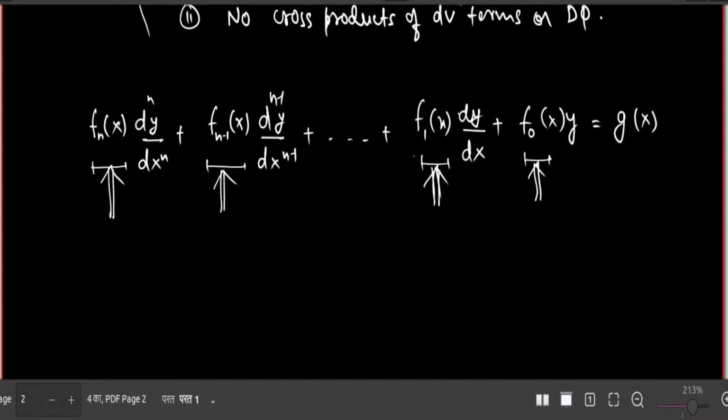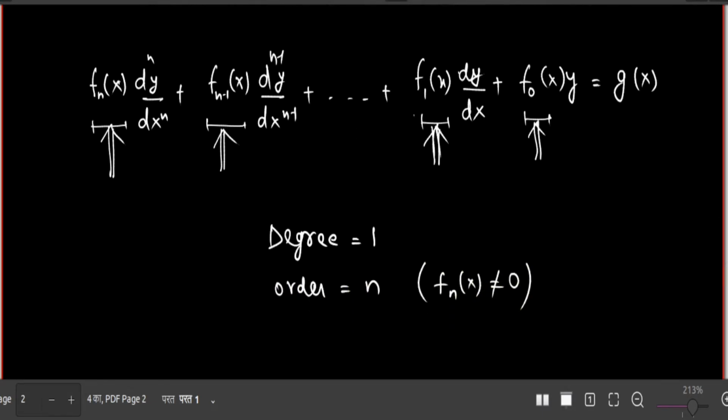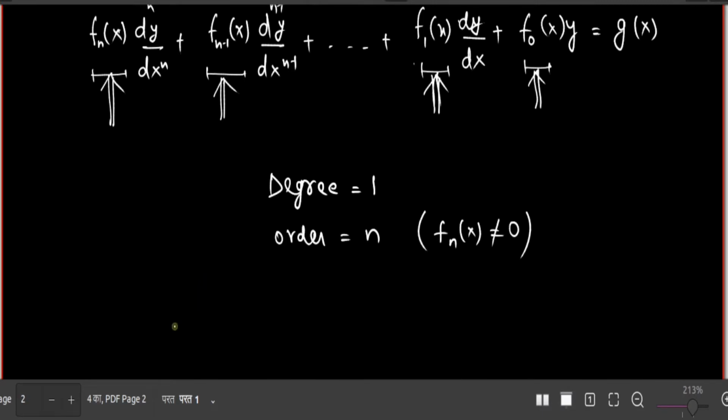So we are now aware of a linear differential equation. Now clearly the degree will always be 1. So the degree of a linear differential equation is always 1. And the order here is n, given that fn(x) is not 0. Now coming down to what is a homogeneous differential equation.